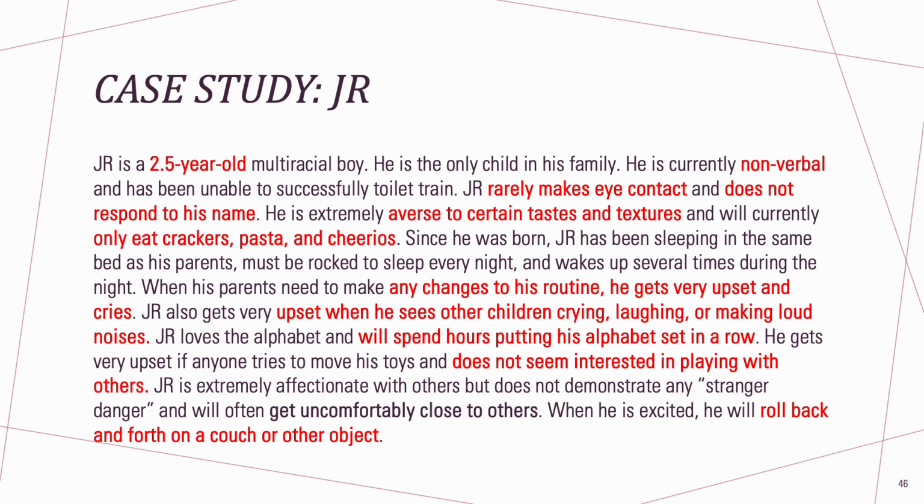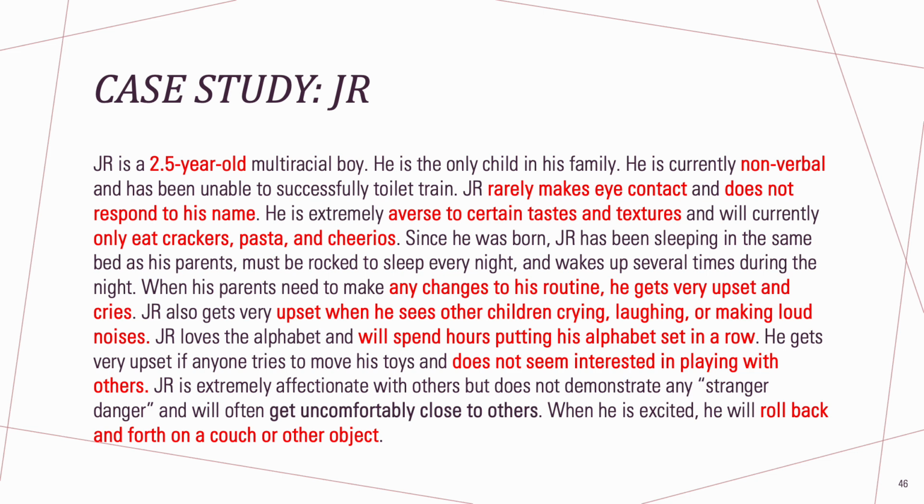He gets upset when he sees other children crying, laughing, or making loud noises, so this might be some hyper-reactivity to noises. We see that he loves the alphabet and spends hours putting his alphabet set in a row, so this seems like a restricted interest. Does he line them up? No, it says that he sets them in a row, so that also would fall under the restricted repetitive behaviors clause. He gets upset if anyone tries to move his toys, so that's also potential restricted RRB.